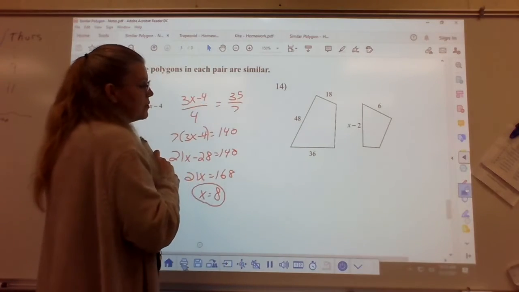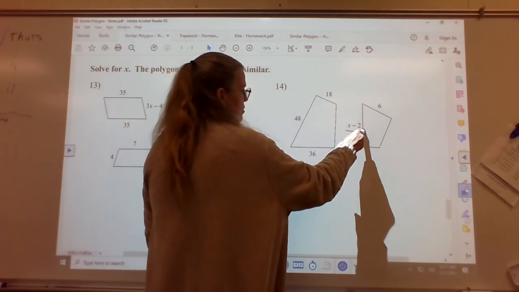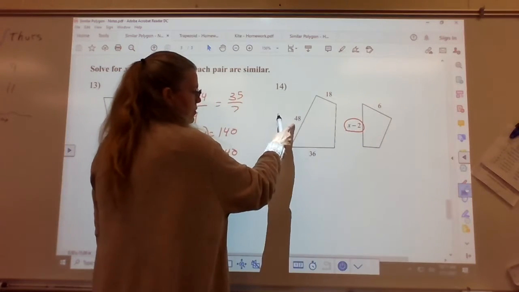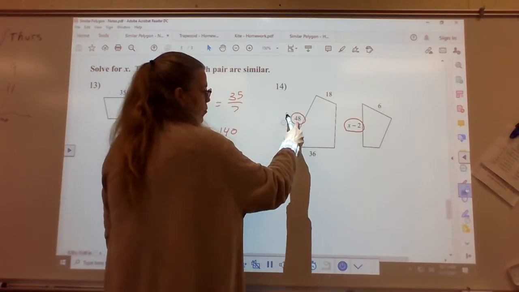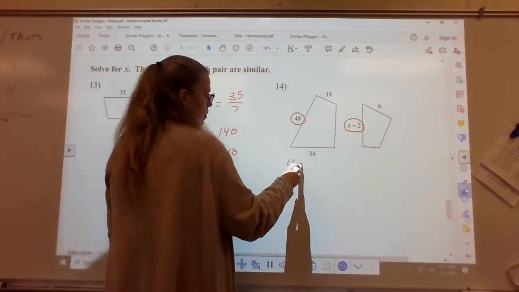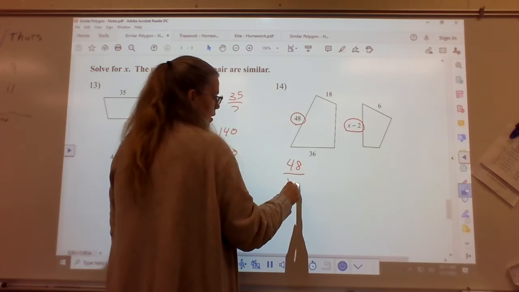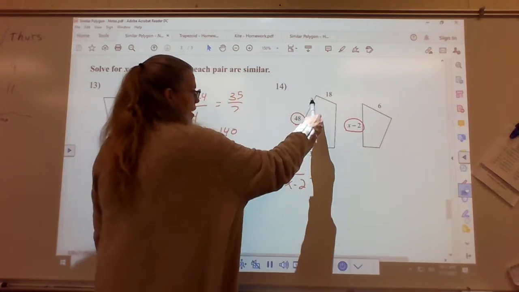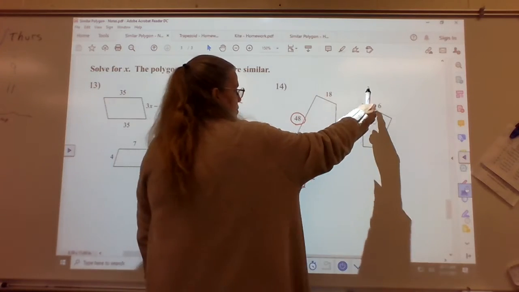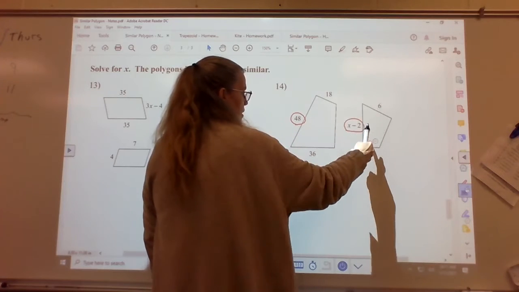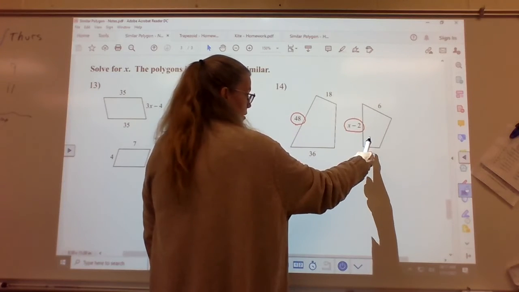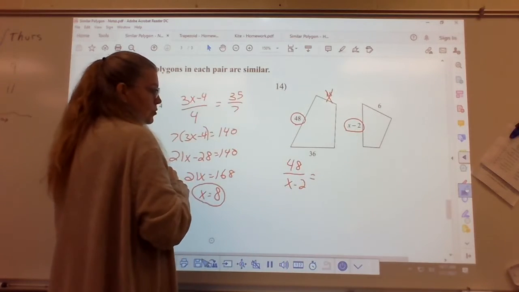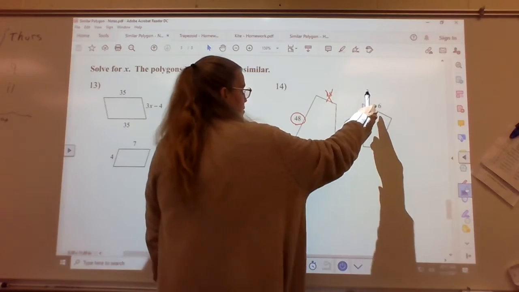This guy. Now you got to be really careful. The x minus 2, this one is going to line up with this one. So 48 over x minus 2 equals, these two sides I know both. This one and this one are what it would be, but I don't know this one, the smaller one, which means I can't use this one. It's the smaller of the two. So I'm going to go 36 over 6.